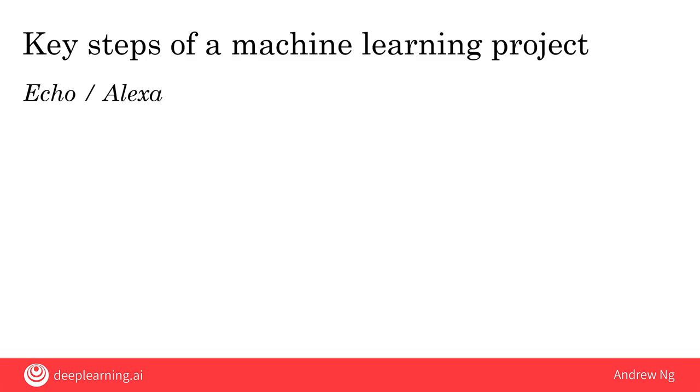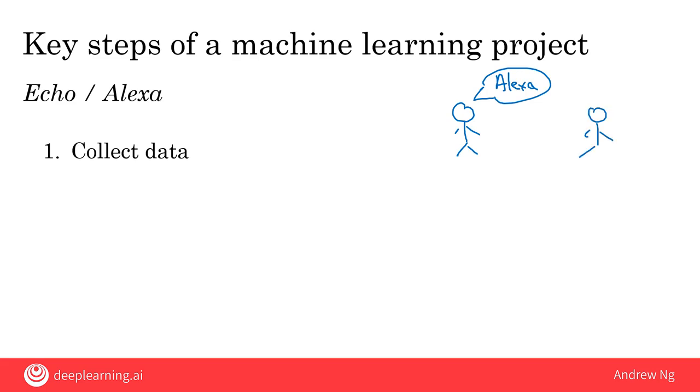Let's go through the key steps of a machine learning project. Just for simplicity, I'm going to use the Amazon Echo and detecting the Alexa keyword as this running example. If you want to build an AI system, or a machine learning system, to figure out when a user has said the word Alexa, the first step is to collect data. That means you would get some people to say the word Alexa for you and record the audio. You'd also get a bunch of people to say other words, like hello, or lots of other words, and record the audio of that as well.